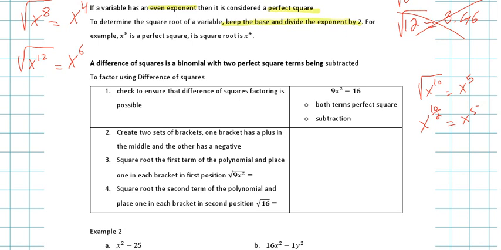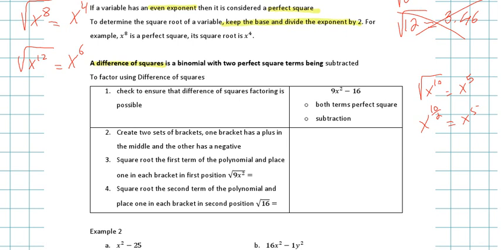What does sum mean? Addition. What does difference mean? Subtraction. So when I have a difference of squares, it means I have two squared terms, and there is a minus between them. This is what the term difference of squares means. It's a binomial, meaning two terms, with two perfect square terms being subtracted.